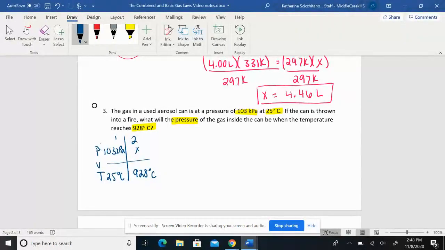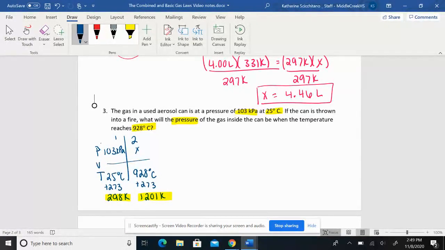Again, we cannot have temperatures in degrees Celsius, so we're going to add 273 to both of our temperatures in order to get our Kelvin temperature. So 25 plus 273 comes out to 298 Kelvin. So that's the one that we're going to be using. The 928 plus 273 is 1,201 Kelvin. So that is the temperature that we're going to be using.